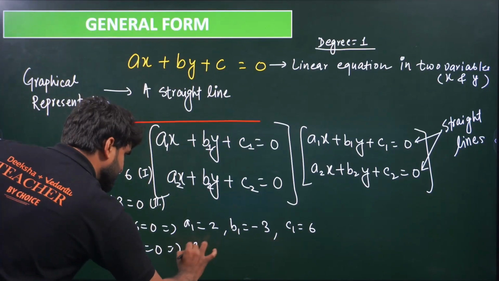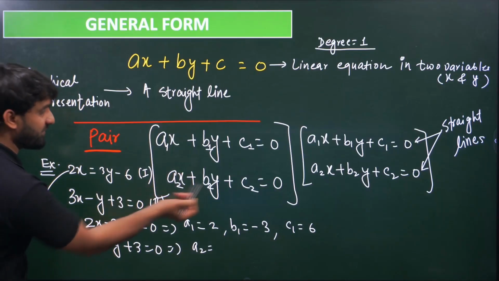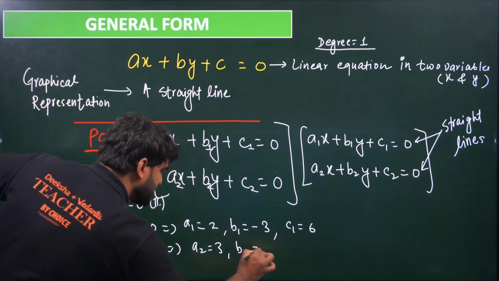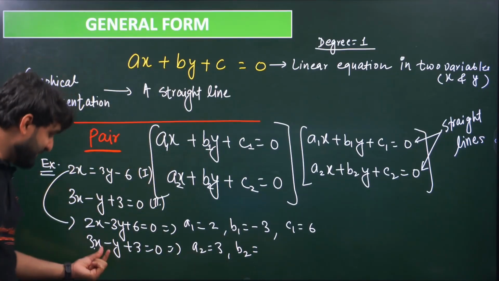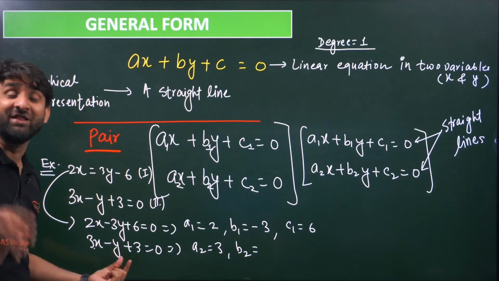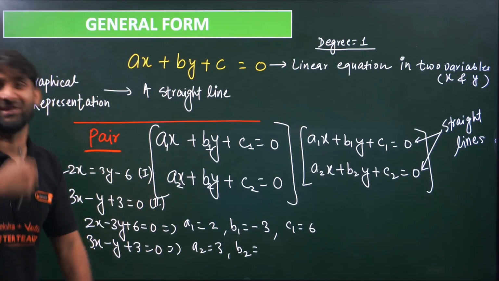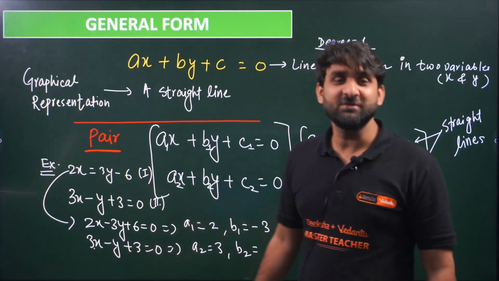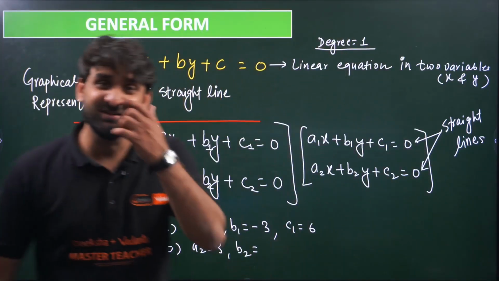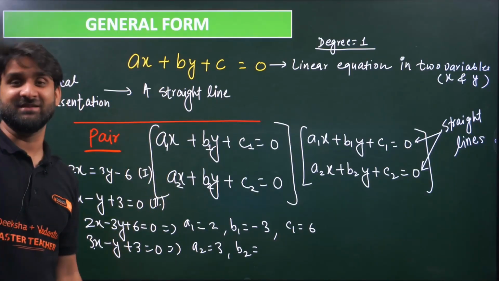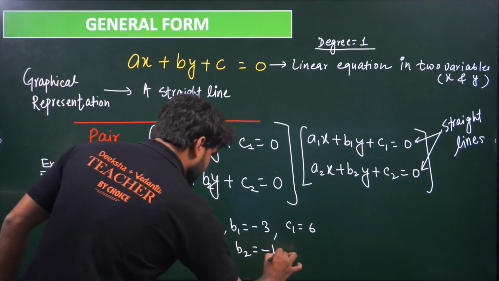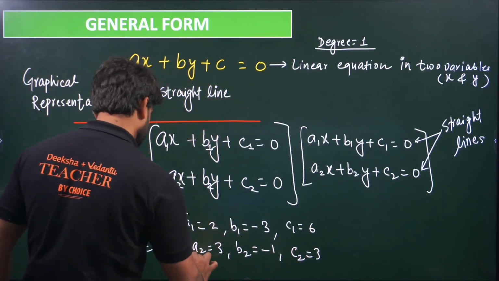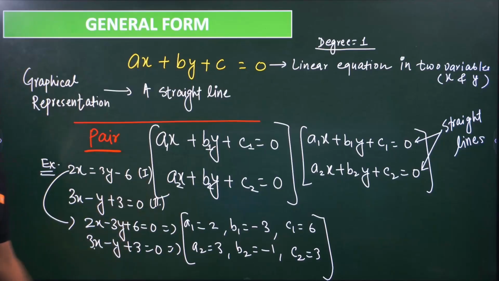Similarly, what will be A2, champions? Now compare the second equation. The coefficient of x is A2, so this is 3. What will be B2, champions? Sir, for B2 there is no number. Oh my God, if nothing is there, 1 is there, bro. If Mr. Bean is there, Mr. India is there. Mr. India means something which is invisible. You have watched the movie Mr. India, guys? Okay, so if nothing is there, 1 is there, and it is in negative form, so this will be minus 1. And what will be C2? C2 is equal to 3. So we have A1, B1, C1, A2, B2, C2.